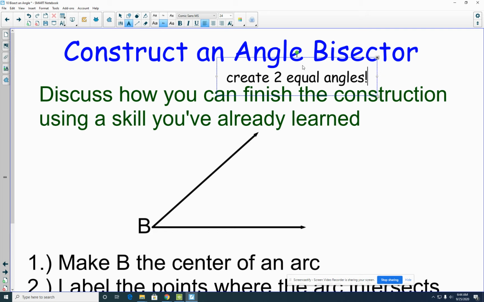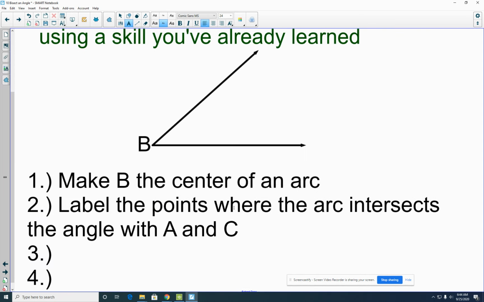That's what an angle bisector is going to do. And it says here, let's discuss how we can finish this construction using these two steps. So first thing is we're going to bisect angle B. So at the end, I should have a line going through here that's cutting this angle in half.